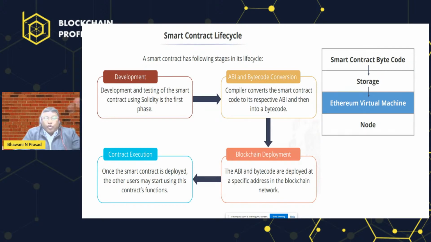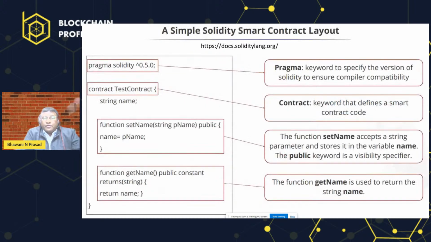And then the contract is deployed on test networks and main networks. You can test, then deploy to the main network, and then contract execution happens on the main network. Here the smart contract bytecode is stored on the Ethereum Virtual Machine. The EVM is a main component of this system which works on a node.